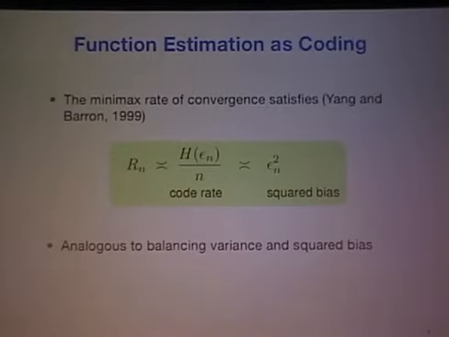So you take the logarithm of the number of these balls, divide by the number of examples, that's exactly the rate of the code, and Yang and Barron showed that the minimax rate is chosen in such a way that the size of the balls, epsilon, is chosen to satisfy this equation. So that the logarithm of the number of code words divided by the sample size is equal to the squared bias. So this is the information theoretic view of the bias variance decomposition.